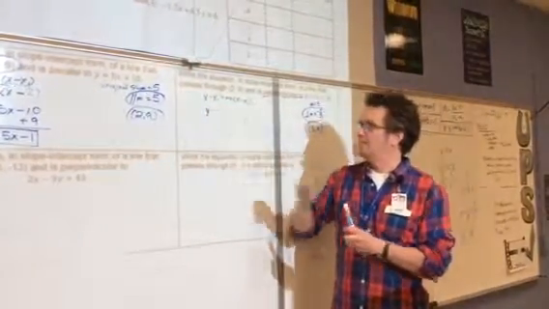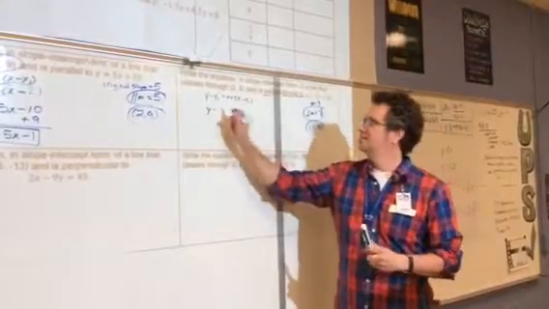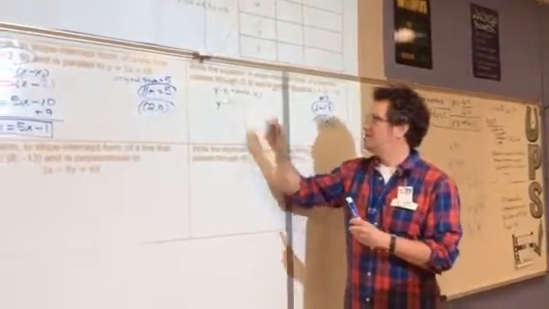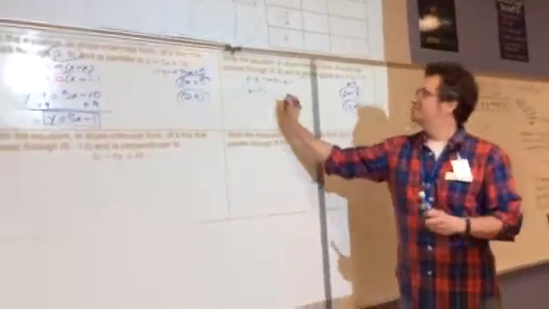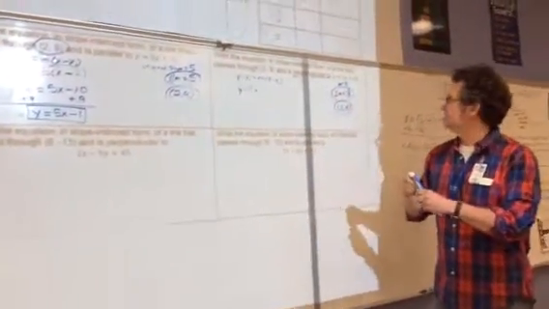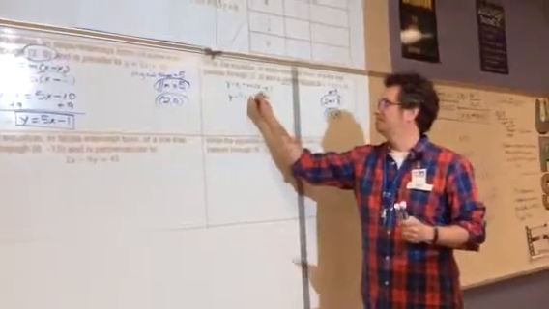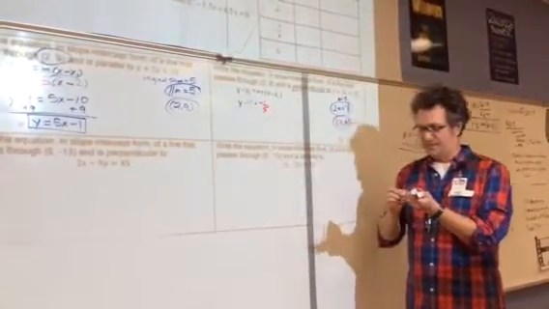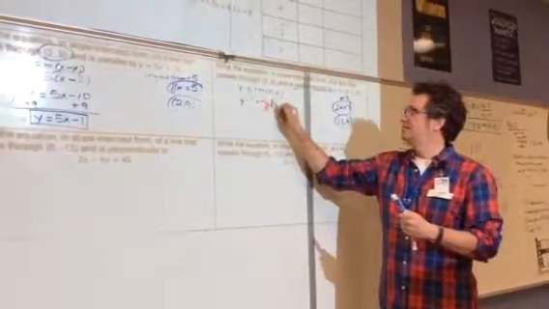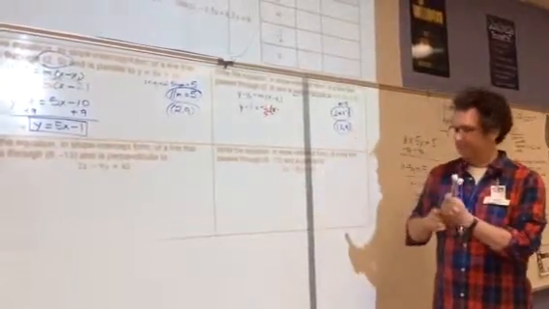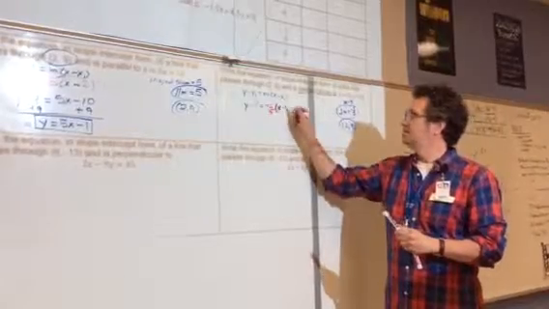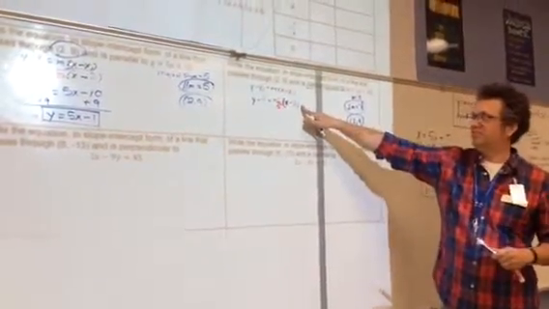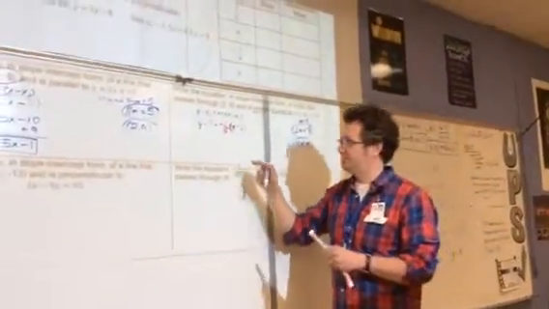So I get y minus 9 equals, this time our slope is negative 1/5, times x minus 2. So now it's in point slope form, so now we just need to put it in slope-intercept form.